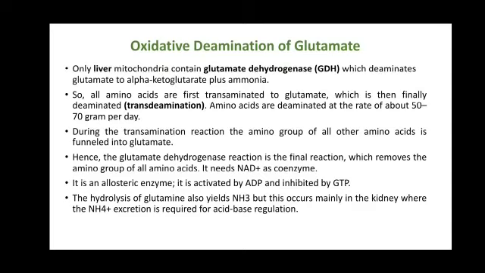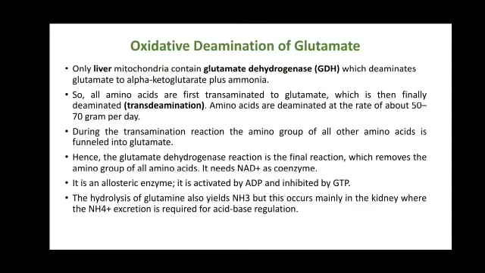As only liver mitochondria contain glutamate dehydrogenase, which deaminates glutamate to alpha ketoglutarate and ammonia. So all amino acids are first transaminated to glutamate, which is then finally deaminated by the transdeamination reaction. Here the amino acids are deaminated at the rate of about 50 to 70 gram per day.